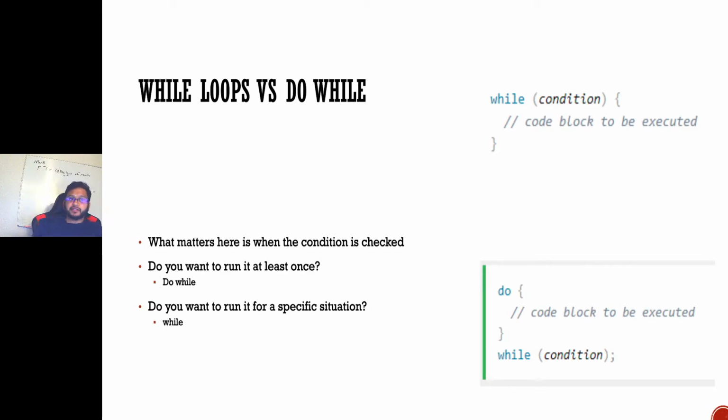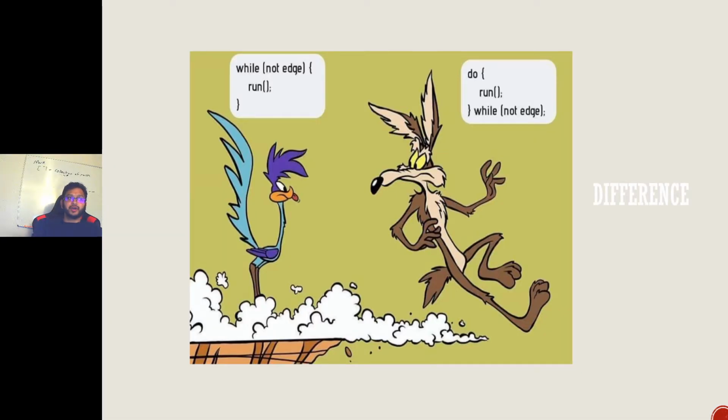The next thing is the while loop. What matters here is when the condition is checked. A while loop checks the condition first, and then it executes code. However, a do while loop executes code at least one time, and then checks the condition. A really good fun way of thinking about it is as such. The while loop will check if there's ground underneath it before moving forward, while Wile E. Coyote will keep running and then check the ground underneath it. That is the main difference between a while and a do while loop.